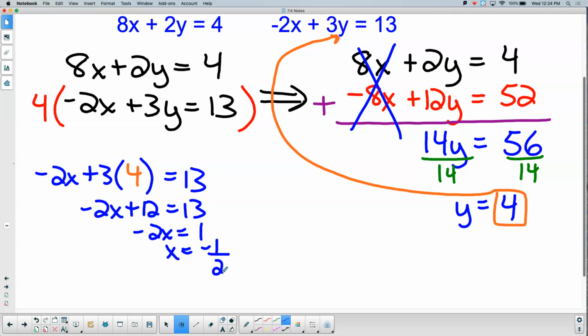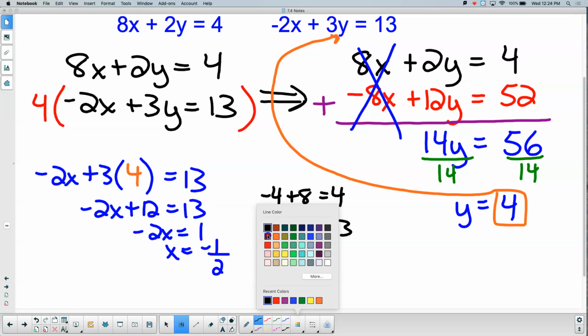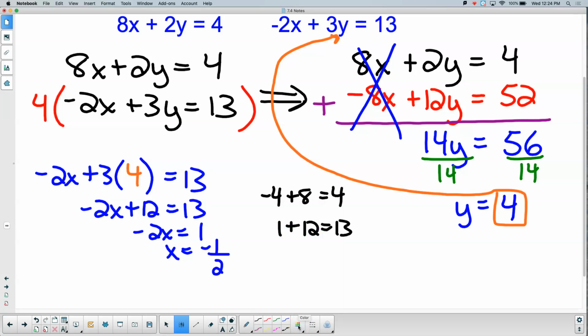Now what? Check. 8 times negative 1/2 is negative 4. 2 times 4 is 8. Negative 4 plus 8 is 4. 4 equals 4, checked in the left one. Negative 2 times negative 1/2 is 1. 3 times 4 is 12. 1 plus 12 is 13. 13 equals 13. Yes. Final answer? Negative 1/2, 4.